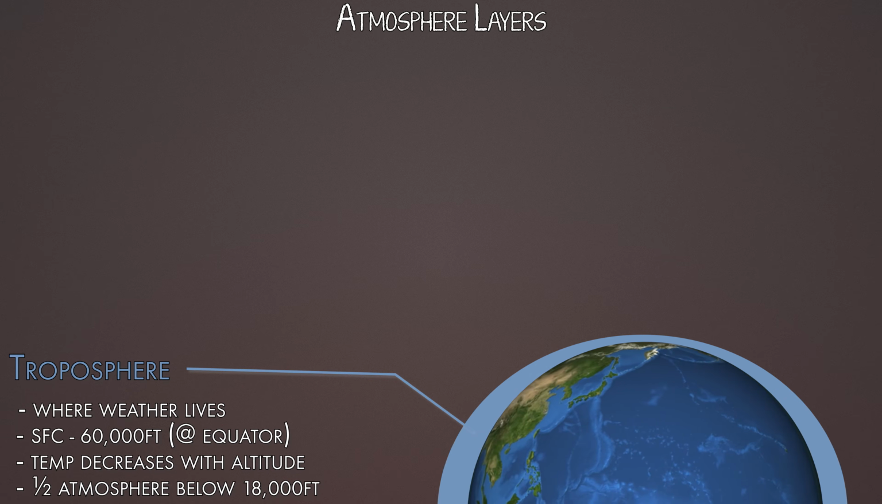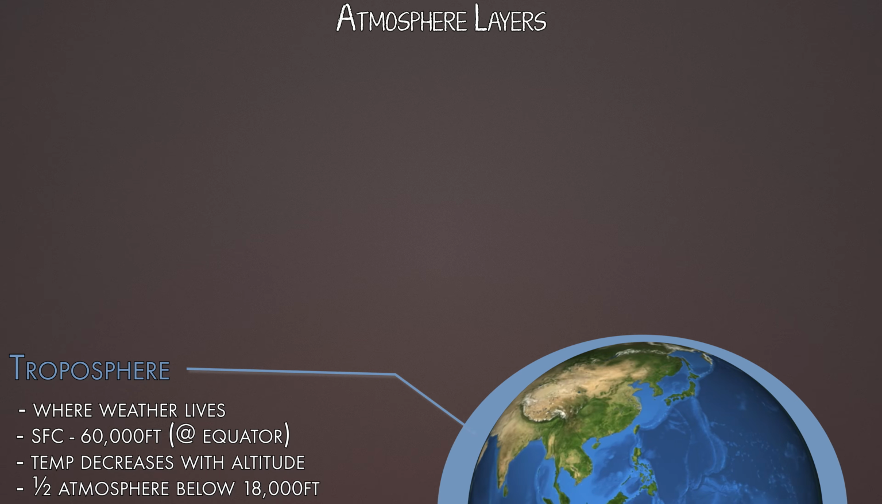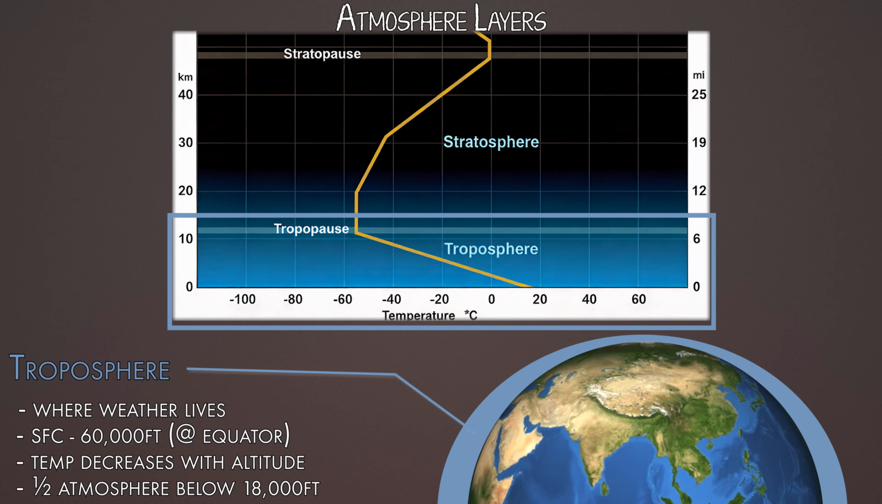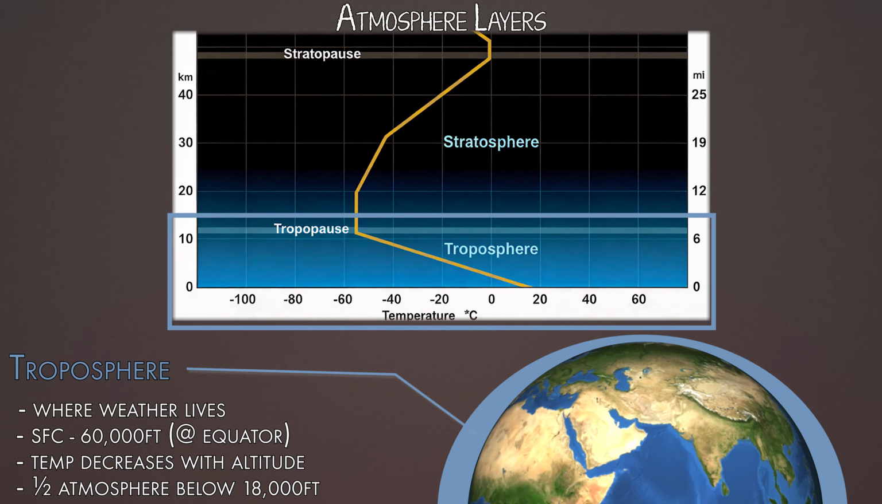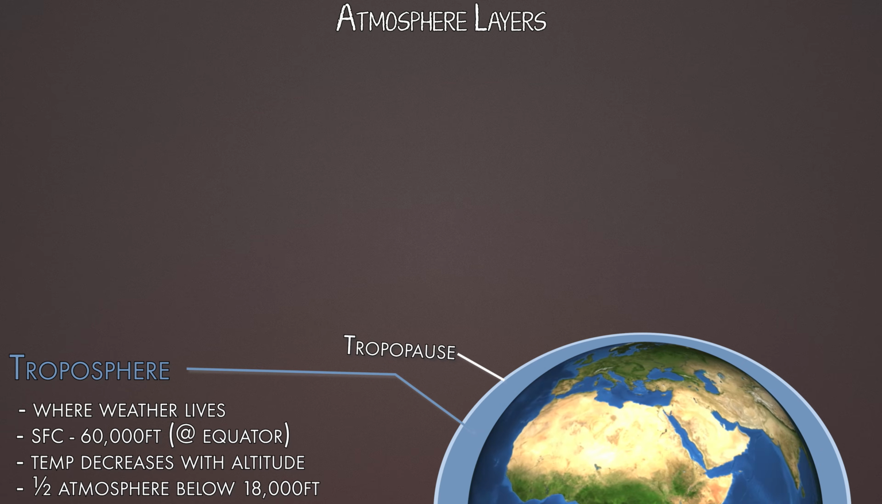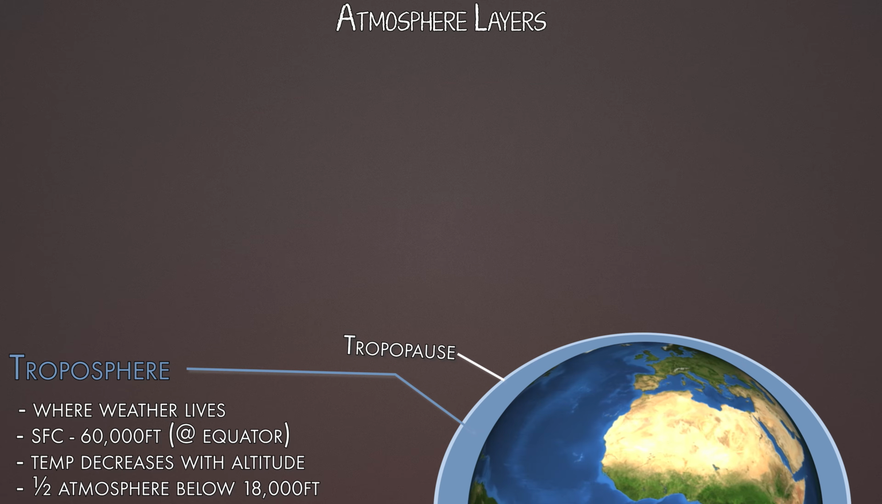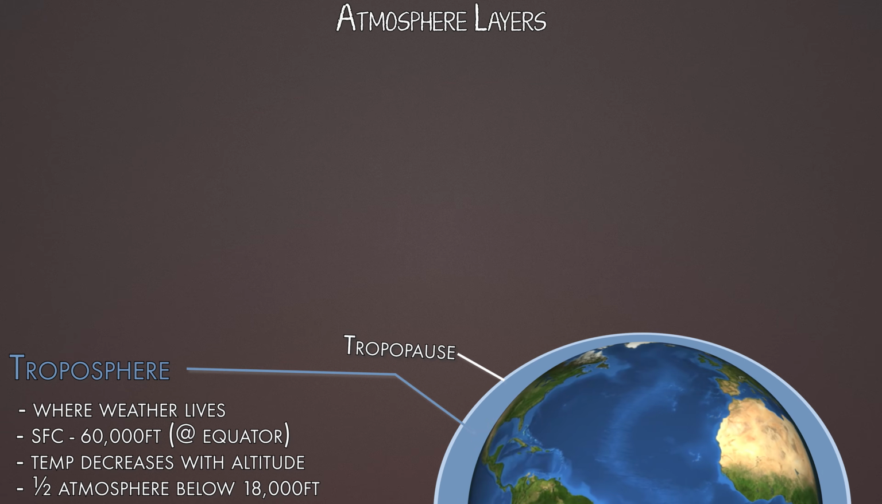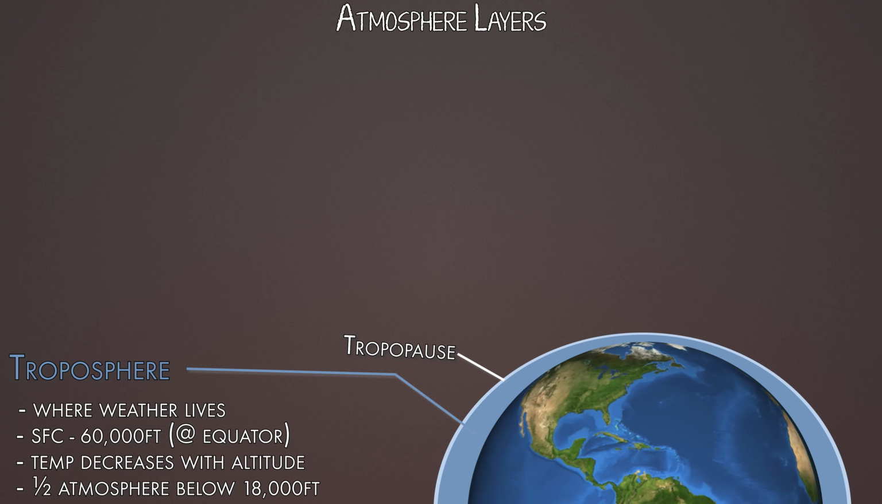The most defining characteristic of the troposphere is that temperature and pressure decrease with altitude. At the top of the troposphere is the tropopause, which is a boundary layer that separates the troposphere from the stratosphere. And this is also where jet streams are found.